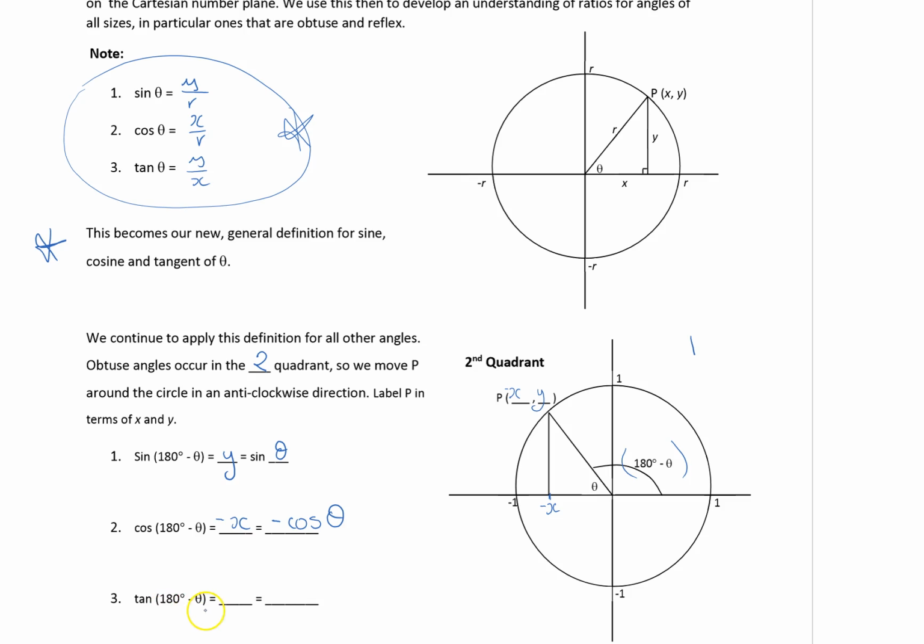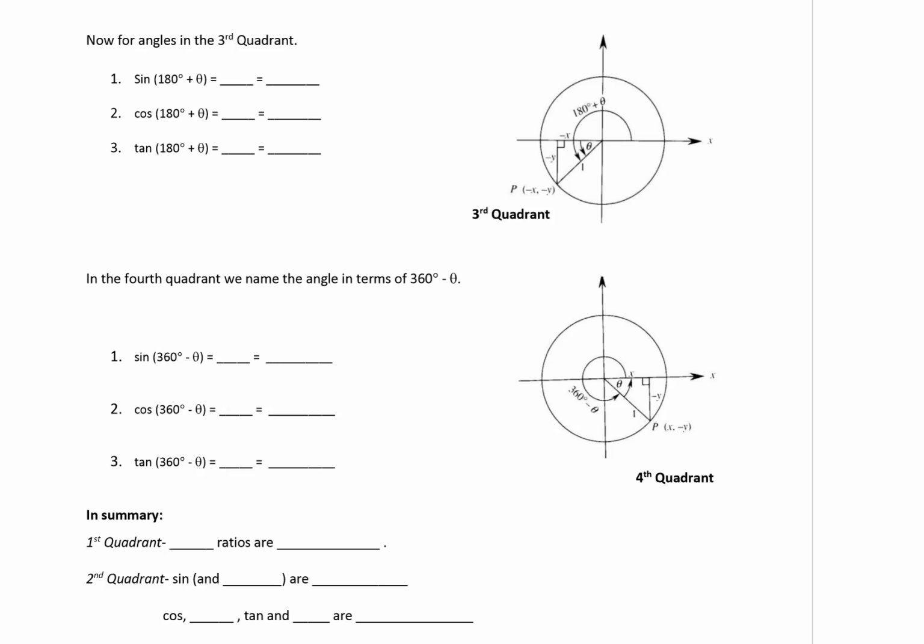Tan of 180 minus theta becomes y is positive over minus x, which is just minus tan of theta. So hopefully you can see we're developing a bit of a pattern. There is definitely connections between the acute angle and angles in the second quadrant. What about around in the third quadrant?